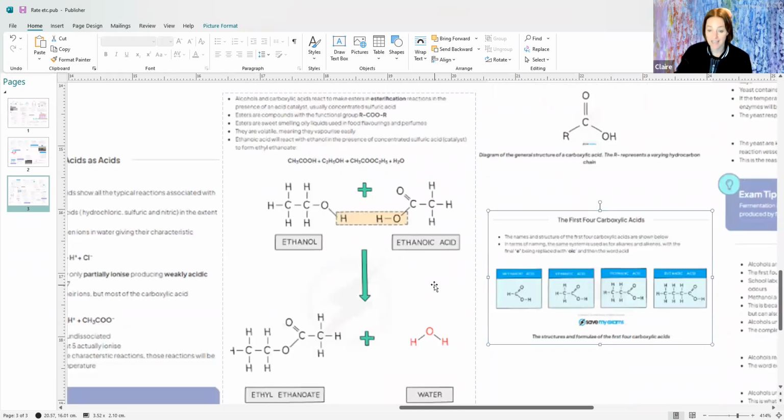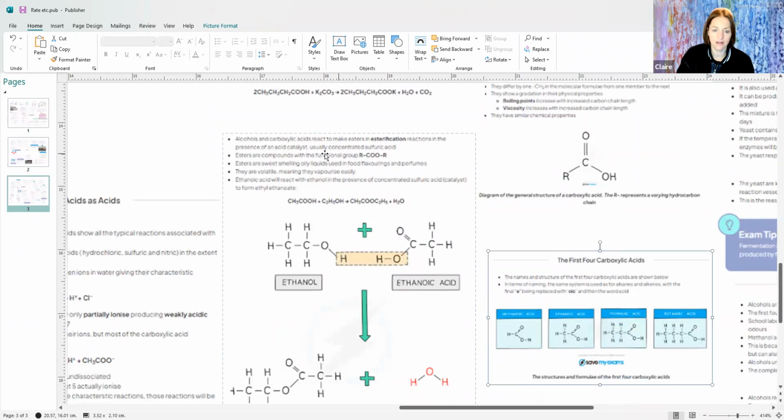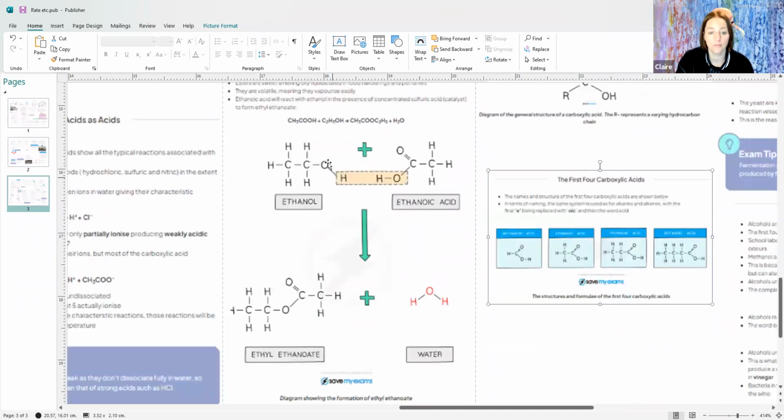So to produce an ester, esters are compounds with a functional group R, which is more carbons, and COOR. So how that's drawn, you've got ethanoic acid and ethanol. You've got to remember where the water comes from. Okay, they sometimes ask you to draw around the hydrogen and oxygen that get used to make water, something along those lines. So remember, it's the OH from the ethanoic acid and the H from the ethanol. Okay, and then they bind together, producing water.